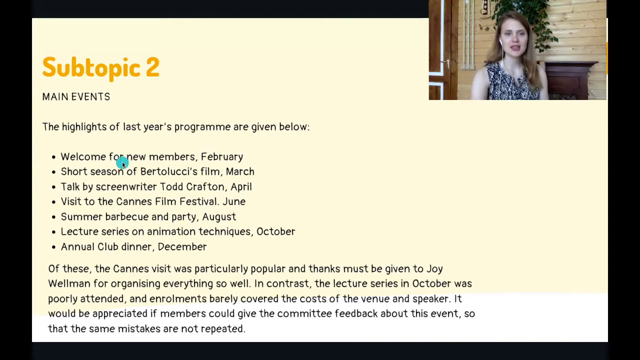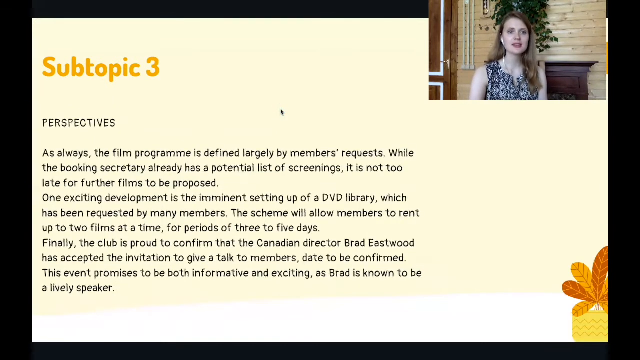And you see that in our case, these are the events that took place, the types of events, the months. And after that, the person gives some brief explanation and some other details that are connected with these particular events. And the last subtopic is perspectives. And here are 3 short paragraphs where the person talks about the prospects for the upcoming year. It talks about developments, the program, people's requests, and gives some recommendations.